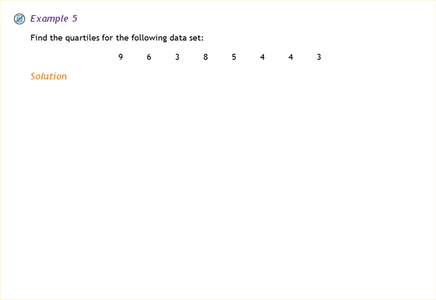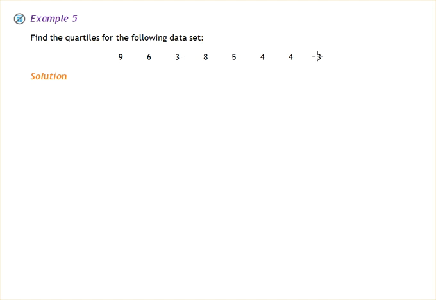So, a slightly different example here, where we've got a slightly larger data set, and as you'll see, there are no distinct numbers that represent the quartiles. But before we can make that decision, we need to write our data set in ascending order.